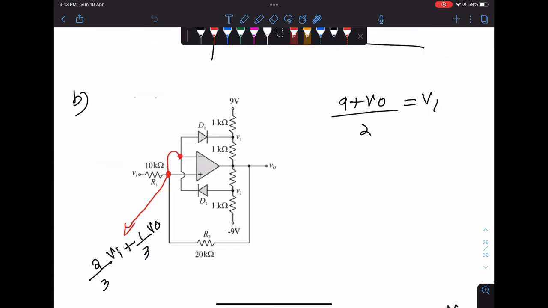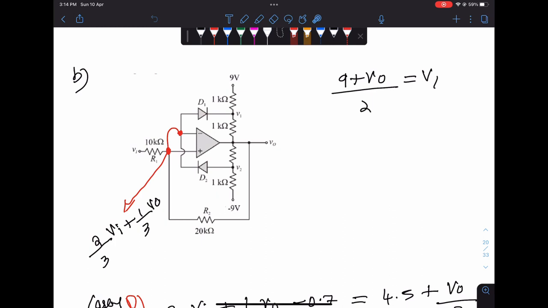The second part is nothing but the same steps we did in the Wien bridge oscillator case. There are two diodes, and from the positive terminal there are two resistors, and you can find the voltage at Vp either by the superposition theorem or by the current method. The main idea is that current does not flow through the positive terminal of the op amp.